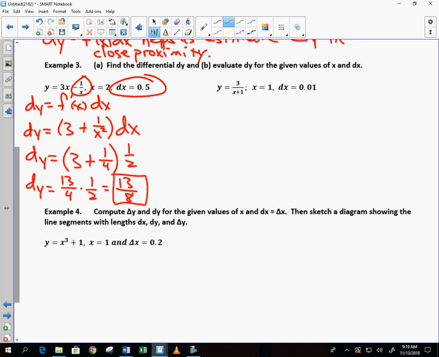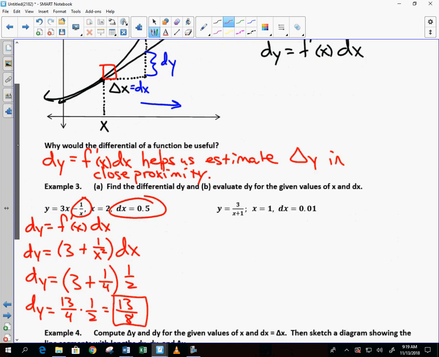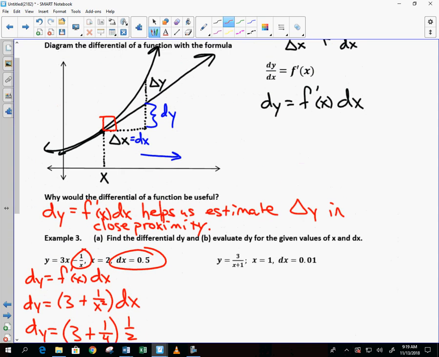So let's understand what that means. As we look back at this picture, we estimated that this increase, delta y, is 13 over 8. Was it actually 13 over 8? No, that's what dy was. But it gave us an approximation, okay? How far off are we? We don't really know. We could compute that, and we'll do that in a later problem, but we're just estimating that, okay?